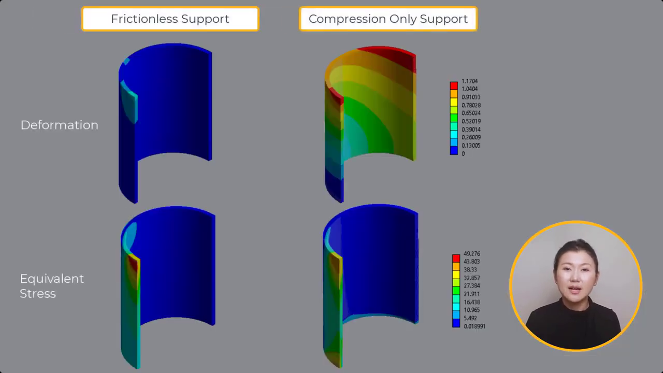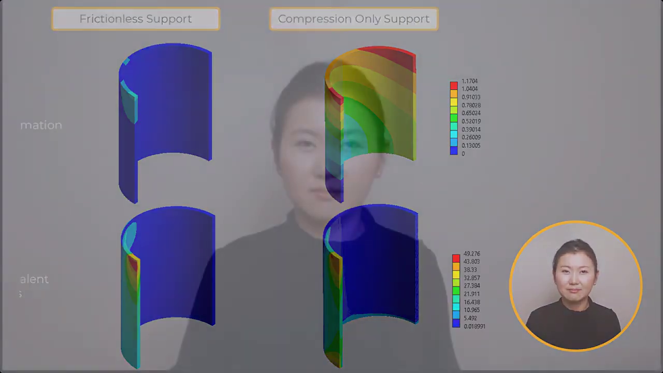Here is the side-by-side comparison of total deformation and equivalent stress from the two models with different boundary conditions. Same legend scales are used. It's quite obvious that the results are different. In conclusion, we can see that for this problem, frictionless support is not the right boundary condition to use and leads to incorrect simulation, while compression-only support provides a more realistic simulation of the boundary condition.